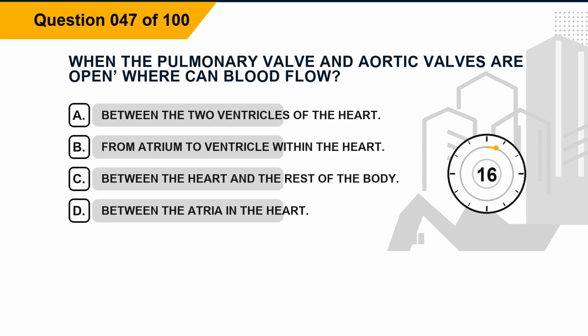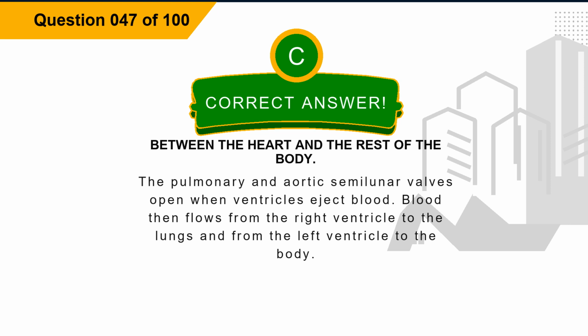Question 47. When the pulmonary valve and aortic valves are open, where can blood flow? Option A, between the two ventricles of the heart. Option B, from atrium to ventricle within the heart. Option C, between the heart and the rest of the body. Option D, between the atria and the heart. The correct answer is option C, between the heart and the rest of the body. Explanation. The pulmonary and aortic semilunar valves open when ventricles eject blood. Blood then flows from the right ventricle to the lungs and from the left ventricle to the body.